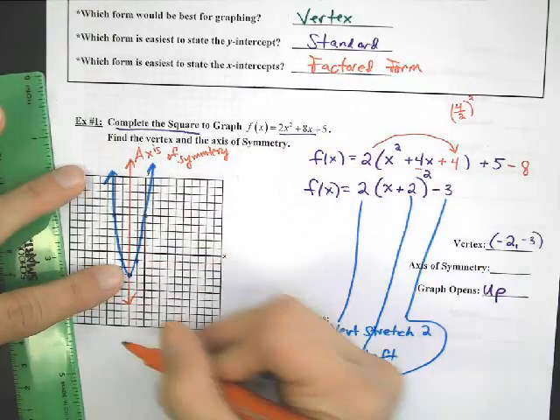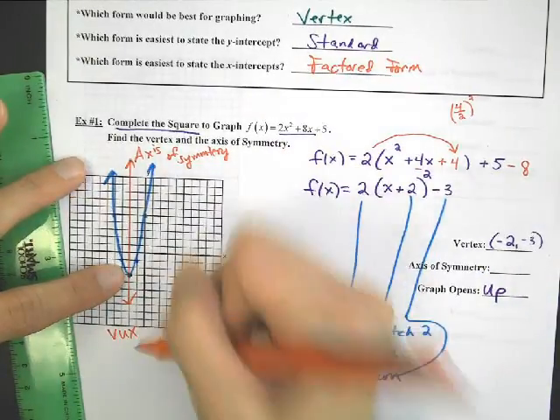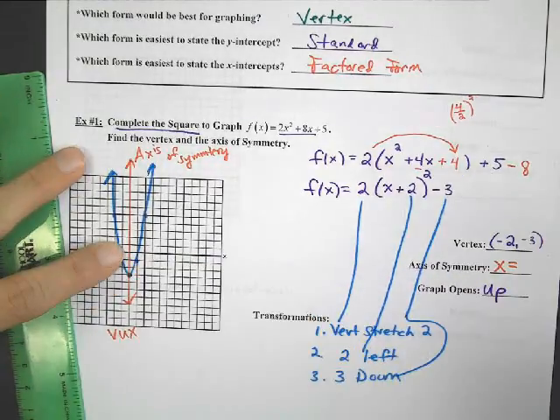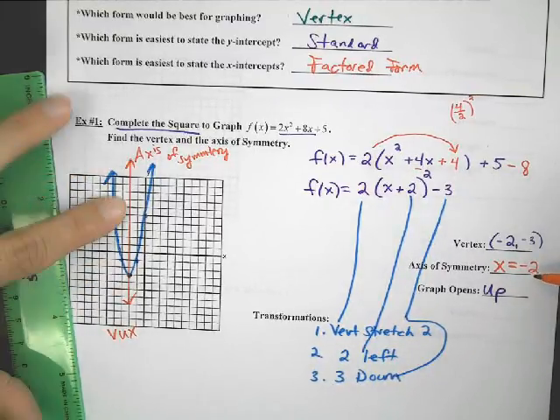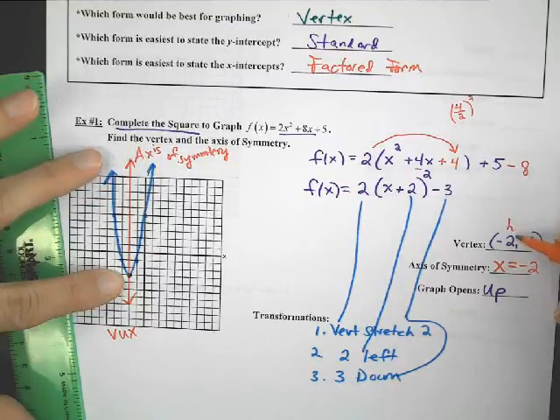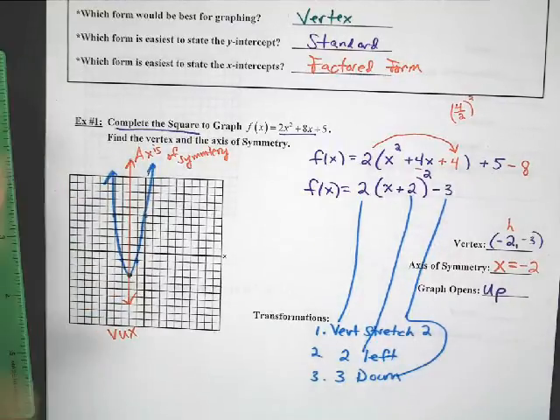This is a vertical line. Okay, that's going to be an x equals. So the axis of symmetry is x equals negative 2. Oh, look at that. There was a negative 2 there. Is the axis of symmetry number always going to match the x value of the vertex, the h value? And the answer is yes. It's always going to match that exactly.